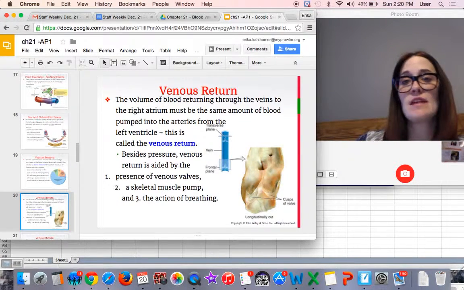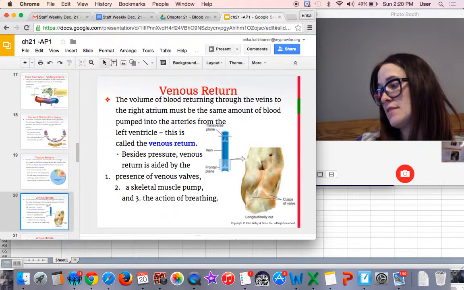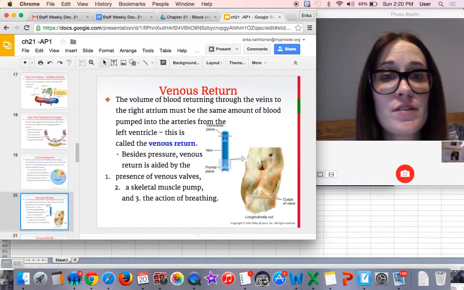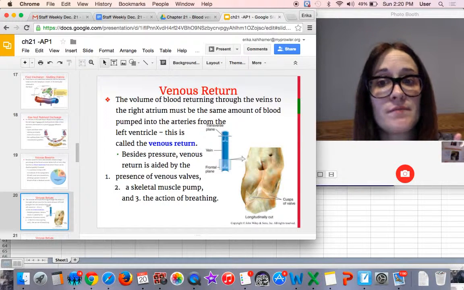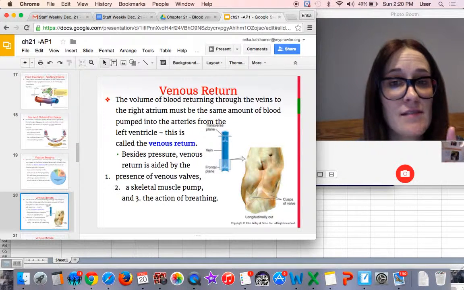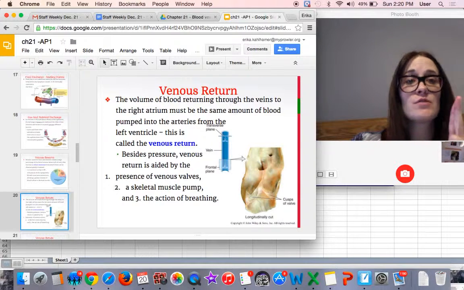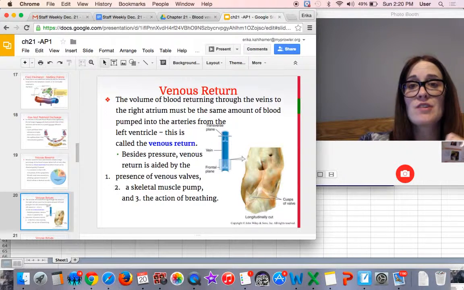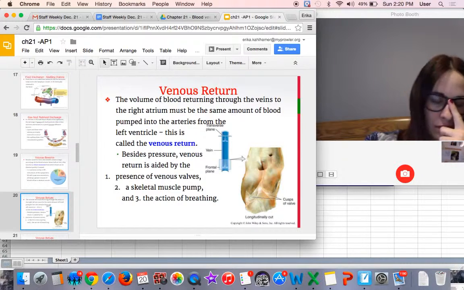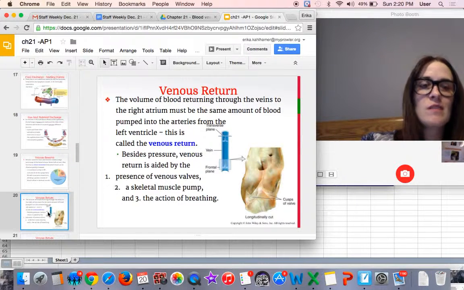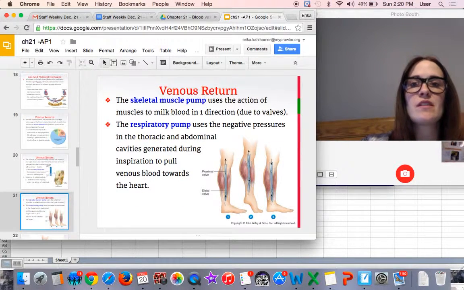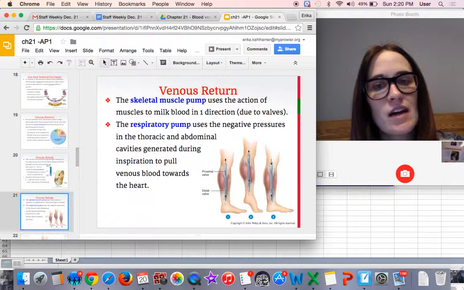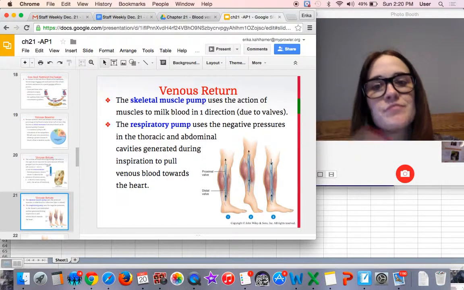Three things help in the return of blood to the heart. Number 1, the valves within the veins help prevent backflow. 2, skeletal muscle pump, and 3, the action of breathing. Because the same amount of blood leaving the heart needs to be entering the heart. So valves, I've already talked about, help prevent the backflow.